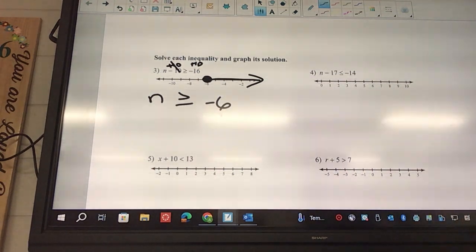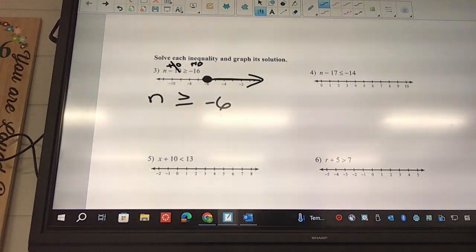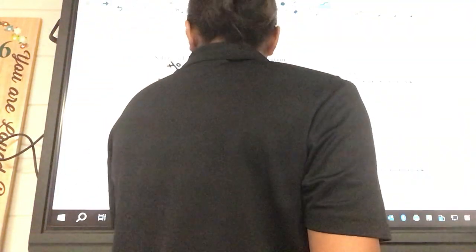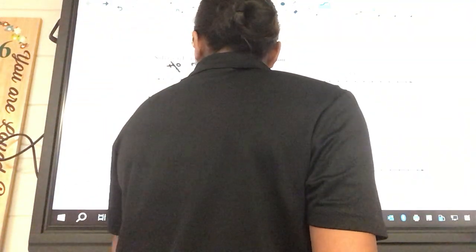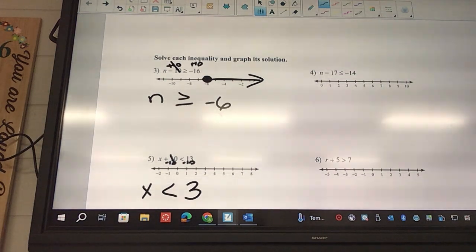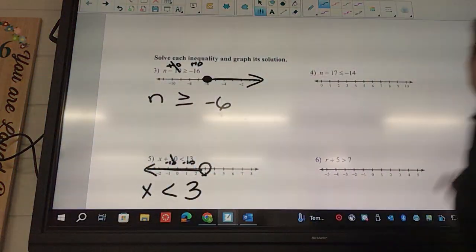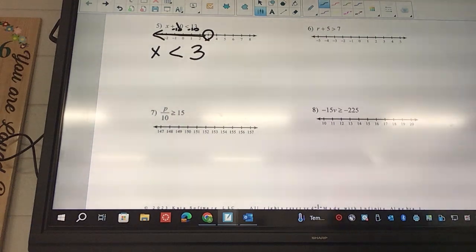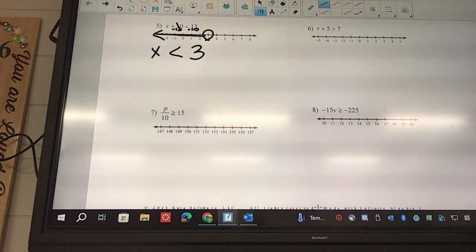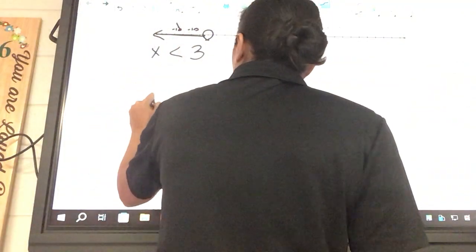Okay, number 5. What needs done to that one? Minus 10 from both sides. Okay, so I'm going to say minus 10 and a minus 10. That's going to give me a 3. Okay, on the 3, should that be open or closed? Open, good. Going which way? To the left. Okay, 7. What needs done? Times 10. Times 10 on both sides.